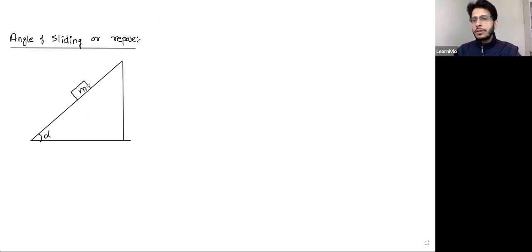So this angle alpha is the minimum angle at which the body placed on it starts sliding down. Let's say this plane is flat and I placed a body here, so the body is not sliding. I'm just inclining this plane. Then at a minimum inclination, this body starts sliding. So the minimum inclination of a plane with the horizontal at which the body just slides down is known as angle of sliding or angle of repose.